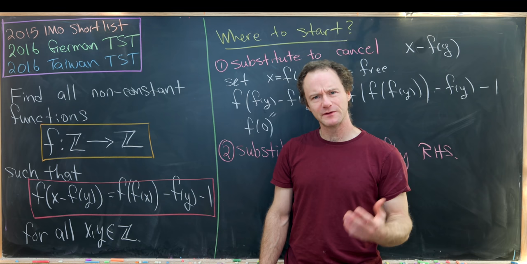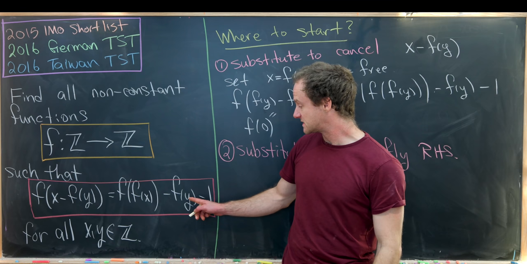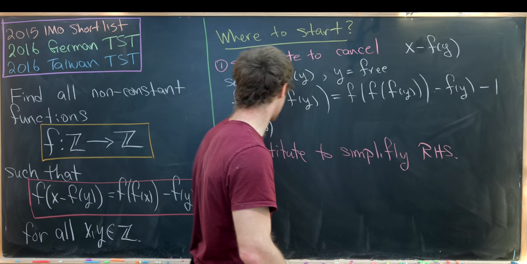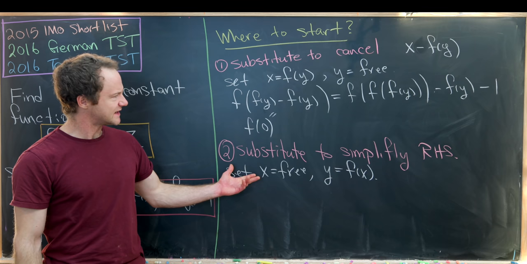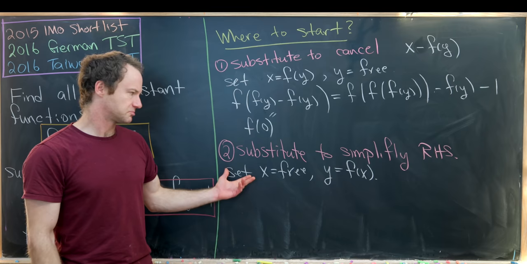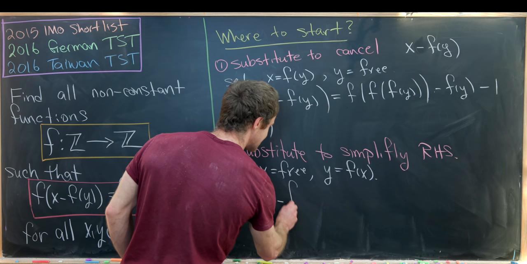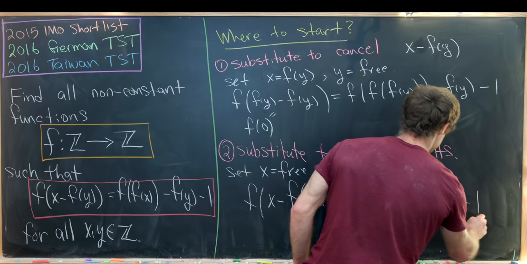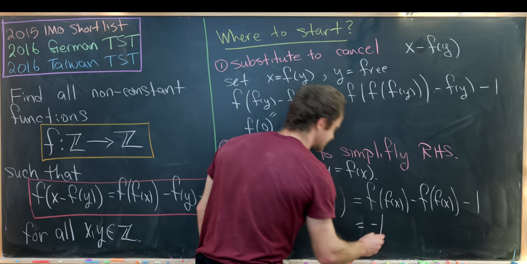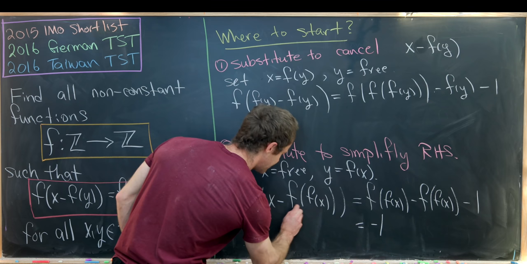What simplification could we make? Well, what if these two terms could cancel? We can do that by substituting y equals f of x and letting x be free. So let's allow x to be anything, and then let y equal f of x. This is in some ways inspired by what we started here but didn't quite work. So we'll have f evaluated at x minus f of x equals f of f of x minus f of x, minus 1. But notice that the right-hand side cancels down just to the number 1, hmm, sorry, to negative 1. And then this left-hand side is just f evaluated at something. It's quite complicated, but it's f evaluated at something.